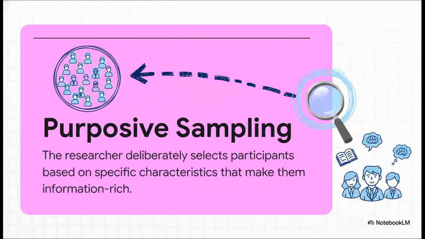So with this approach, you're not trying to create a tiny version of the whole population. Instead, you are laser-focused on talking to the right people. The ones who have that specific knowledge or that lived experience that you absolutely need to answer your question. You're basically hunting for what researchers call information-rich cases.